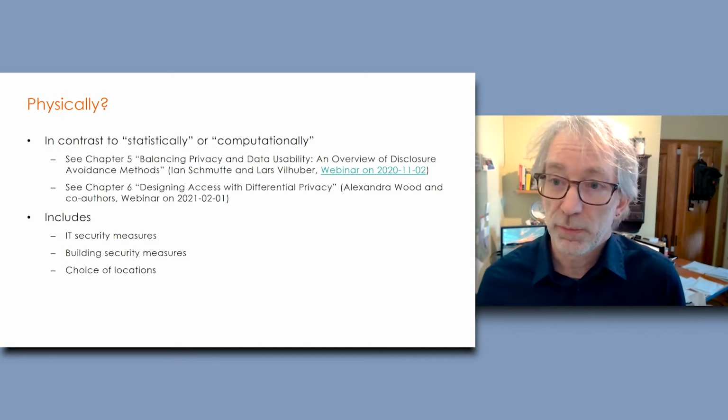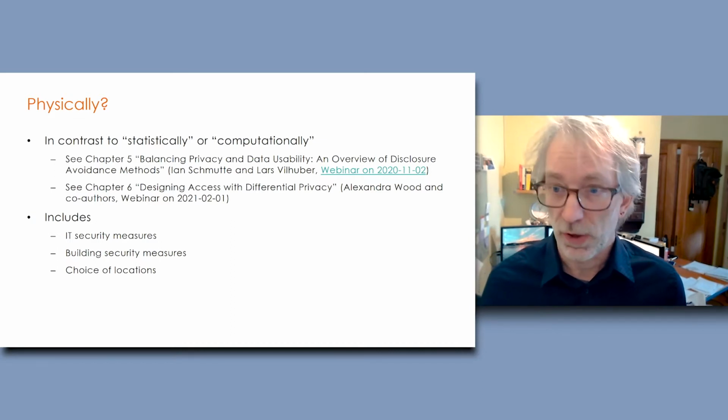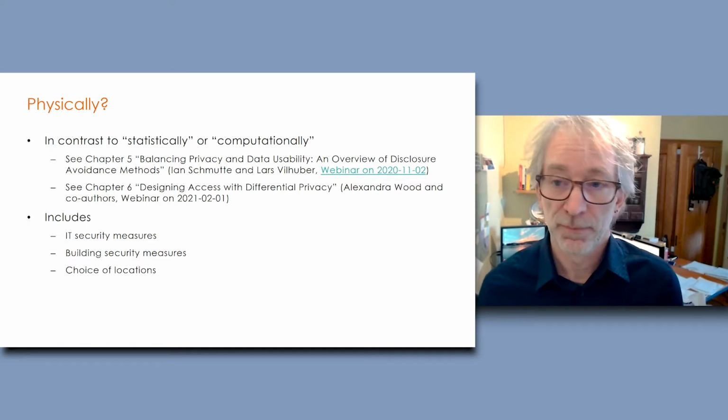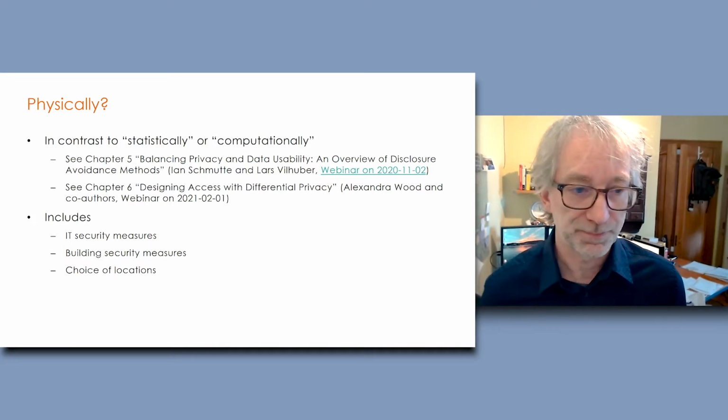What do we consider to be physical in this context? IT security measures is the obvious first one, but also building security measures is eminently physical, but also something that's somewhat more abstract, such as the choice of locations.